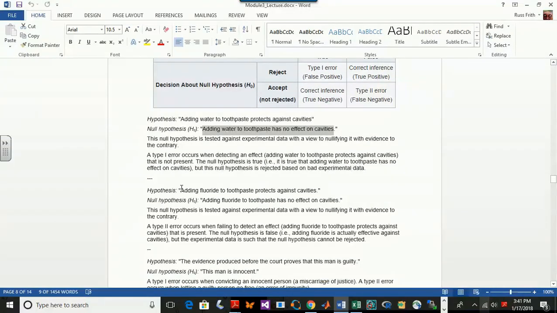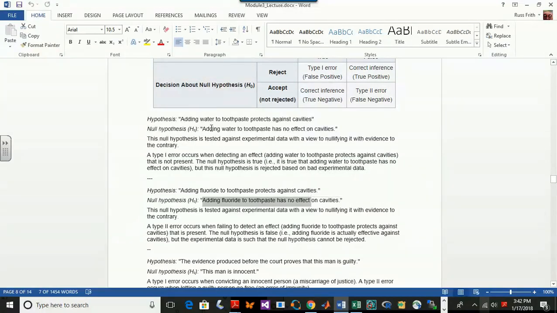Okay, so let's look at this one. Adding fluoride to toothpaste protects against cavities. All right, so the null hypothesis is adding fluoride to toothpaste has no effect on cavities. So if you accept this null hypothesis, and it's obviously wrong, then it's a type 2 error.